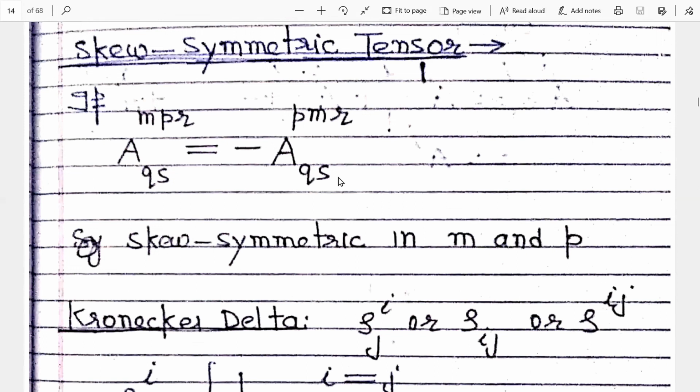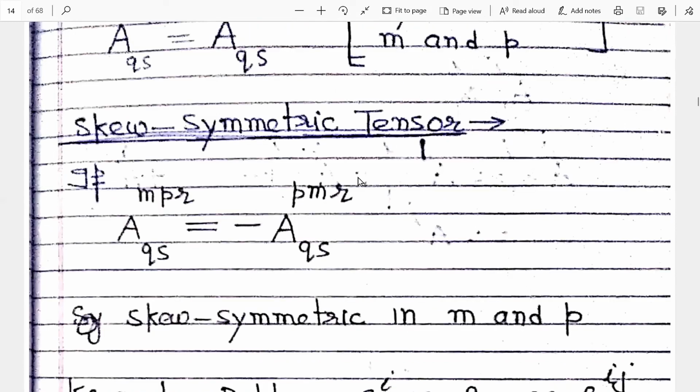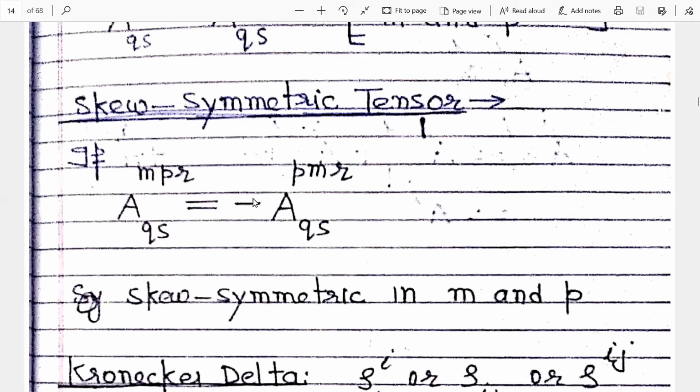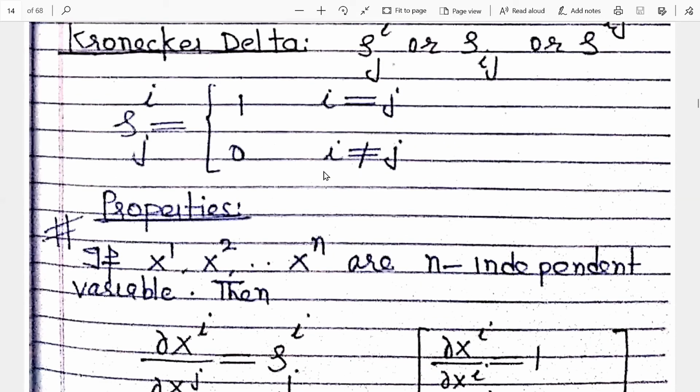Skew symmetric tensor. If this A^{mpr}_{qs} is equal to the negative sign of the interchanged value, then this is called skew symmetric in terms of m and p. So remember these two results. If symmetric, then they are equal. If skew symmetric, they are negative to each other. Right? Next is the Kronecker delta.